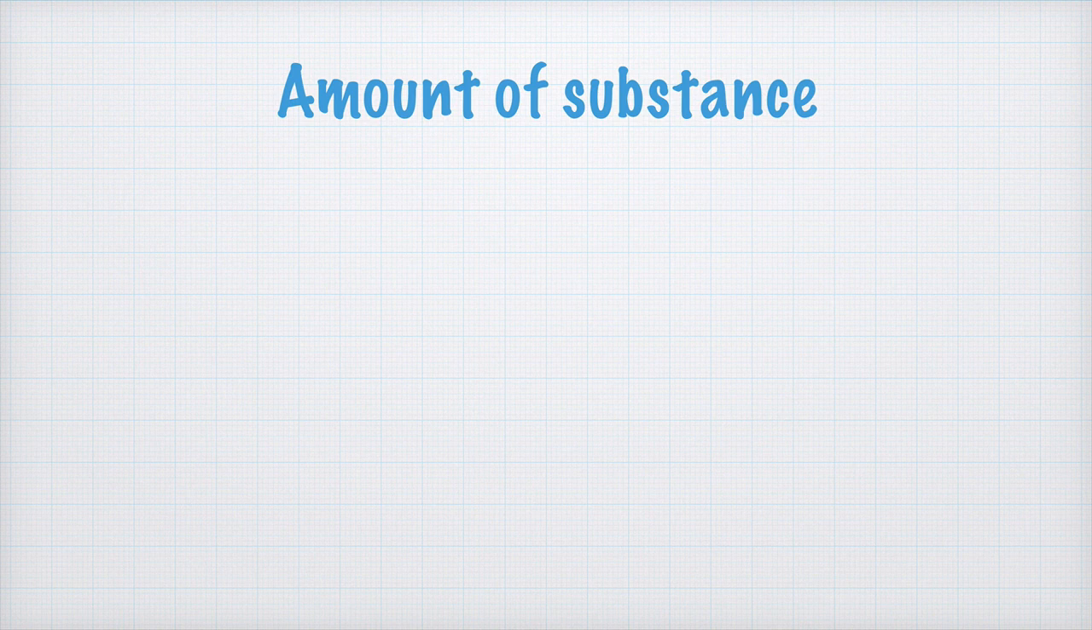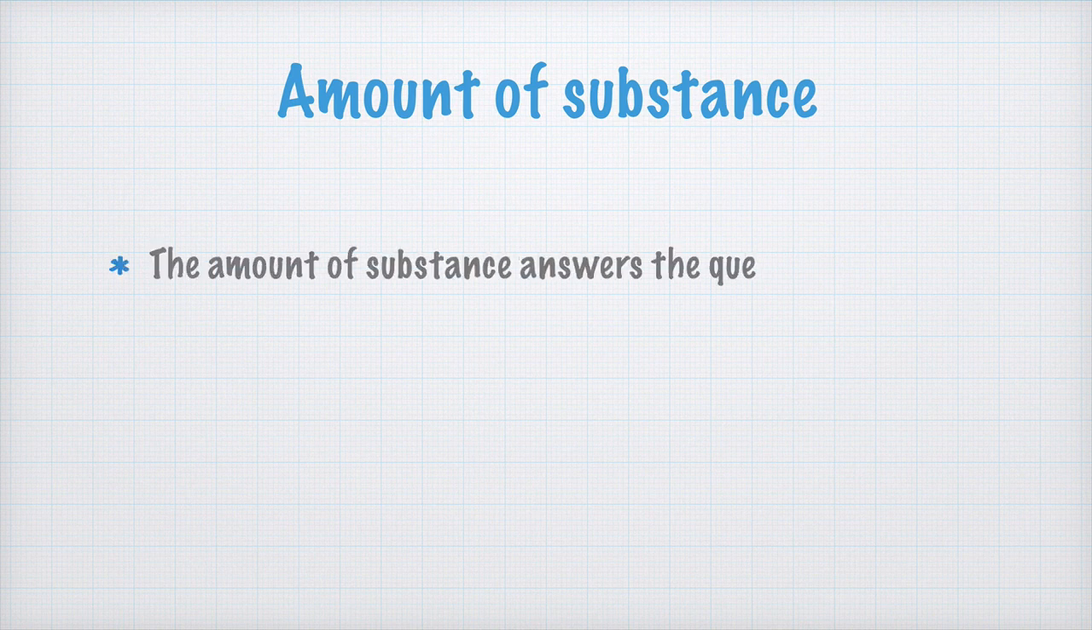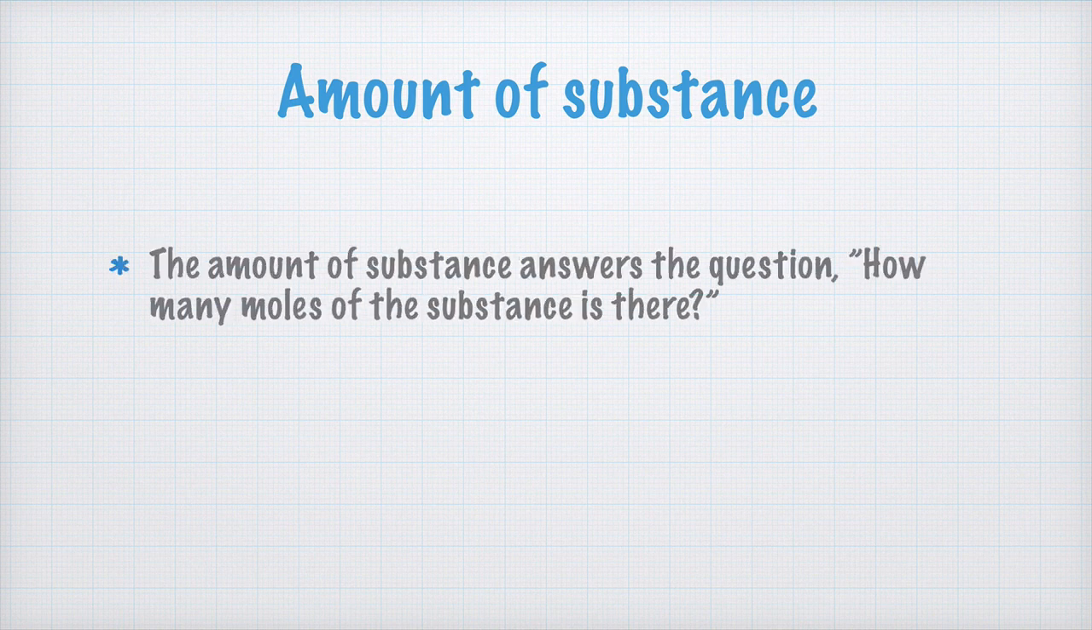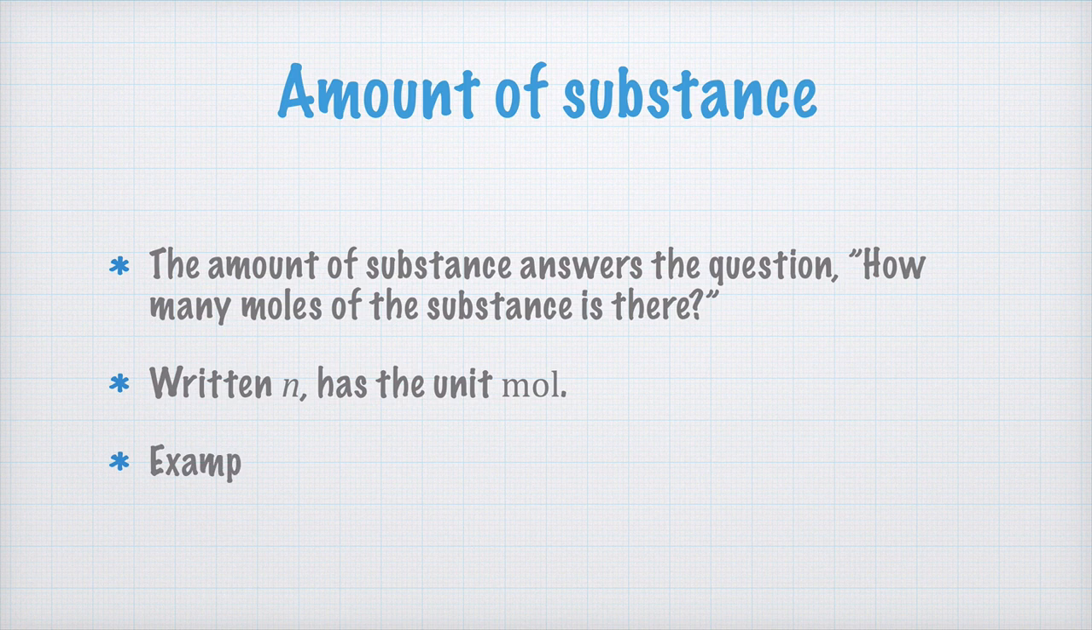Now we move on to the amount of substance. The amount of substance answers the question, how many moles do we have? It's written n, note that it's in italics too, and has the unit mole. For example, we can write that n equals 25 mole. That's just an arbitrary example. But we'll try some calculations in this too.